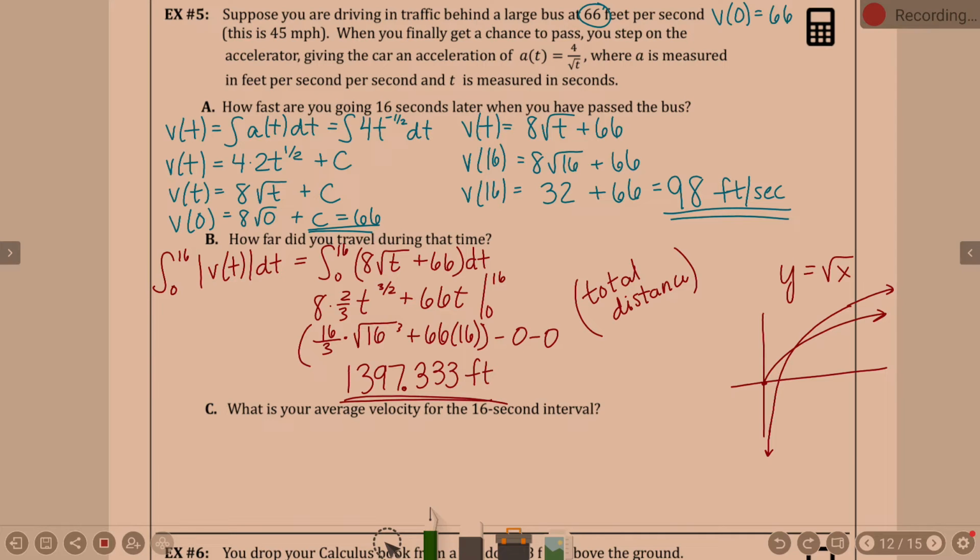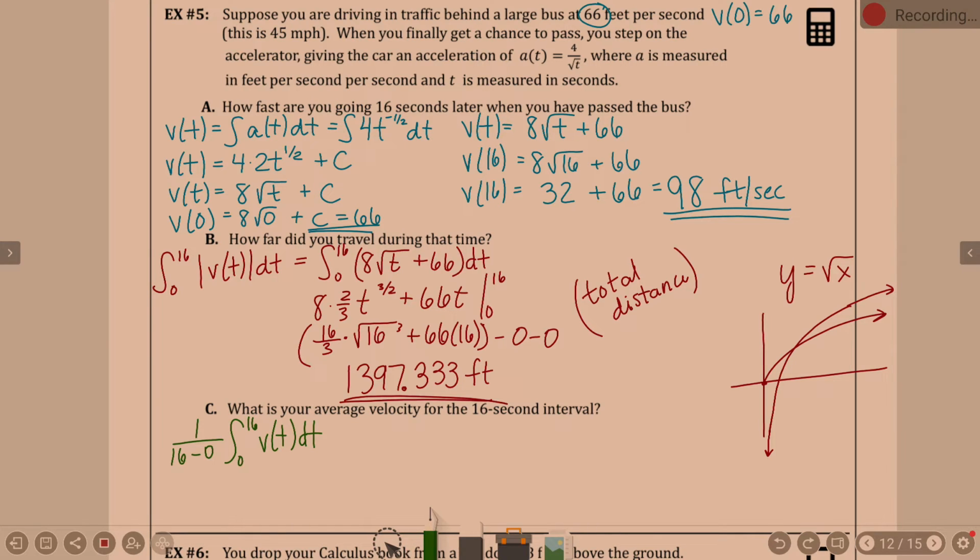Is this like the last lesson where you put the whole integral and then it's over b minus a? You can't do that. This is where I say there's two different options. Average velocity: we can go back and do the whole idea of 1 over 16 minus 0 times the integral from 0 to 16 of v of t dt.